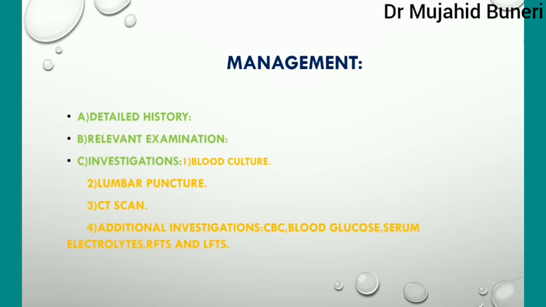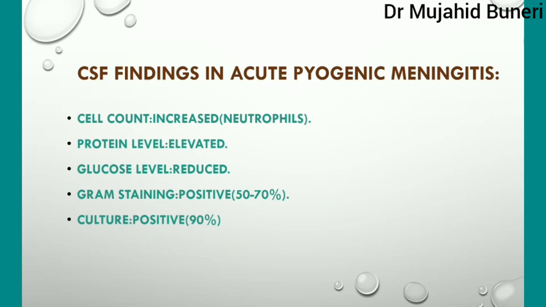Additional investigations in acute pyogenic meningitis include complete blood count, blood sugar level, serum electrolytes, renal function tests, and liver function tests. Okay. What will be the CSF findings in acute pyogenic meningitis on CSF routine examination? Cell count will be increased and predominant cells are neutrophils. Protein level is elevated. Glucose level is reduced. Gram staining is positive in 50 to 70% of cases. Multiple choice question. Culture is positive in 90% of cases. Multiple choice question.